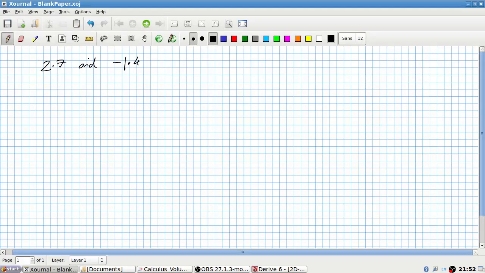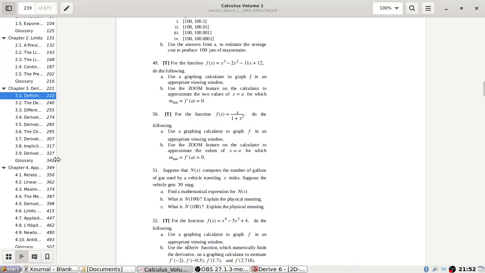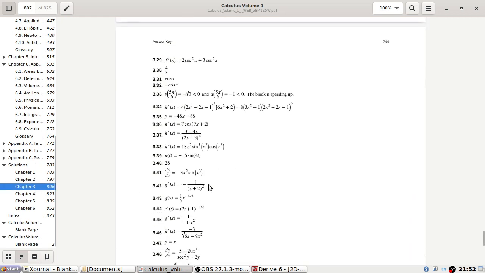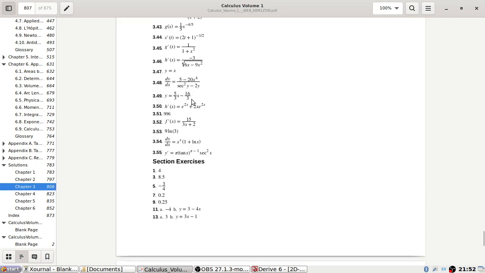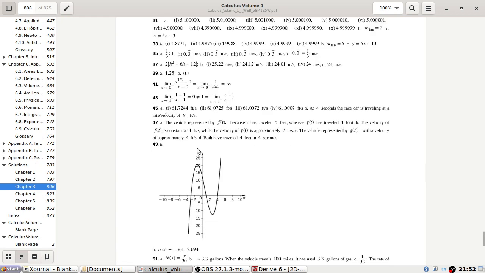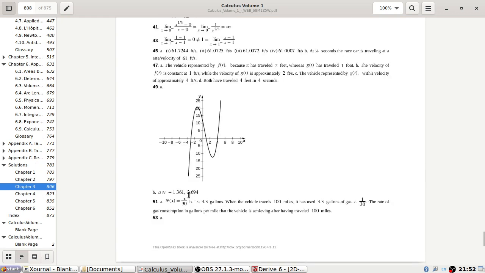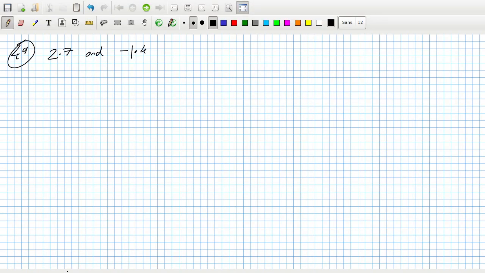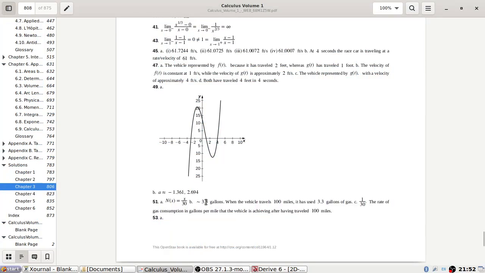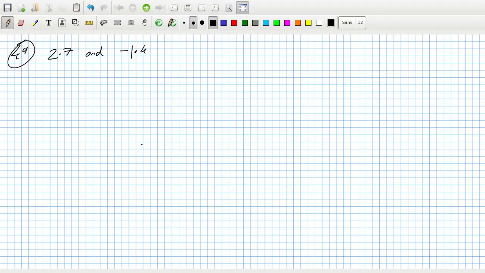That is for 49. We should have an answer at the back. Let's have a look. For 49. Okay. Minus 1.361. Okay, correct to two significant figures, and 2.7. Yeah, correct to two significant figures.